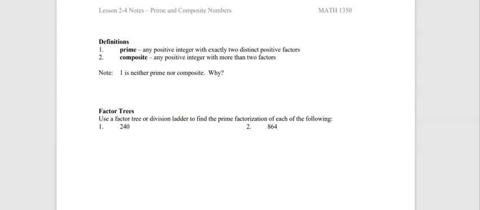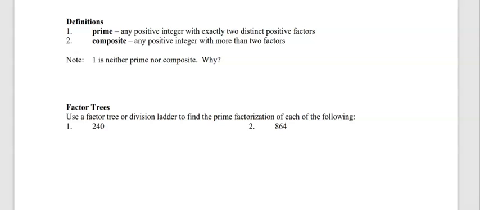Now, if you go back to your notes, I start the notes with the definitions of these two words. A prime number is any positive integer that has two distinct, and a keyword there being distinct, positive factors. Basically what that means is prime numbers are divisible by 1 and themselves. Those are the two distinct factors. So like 3 is a prime number because 3 is only divisible by 1 and 3, 1 and itself.